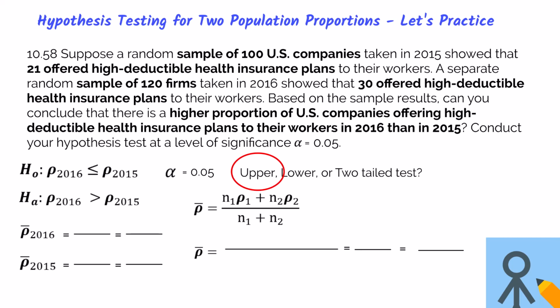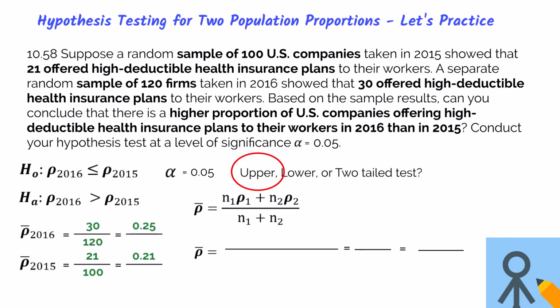In 2016, 30 of the companies in the sample offered this type of insurance out of 120. So we take 30 divided by 120, and we get a sample proportion for 2016 as 0.25. Then for 2015, 21 of the companies offered this type of insurance out of 100. So we take 21 divided by 100, and we get 0.21.